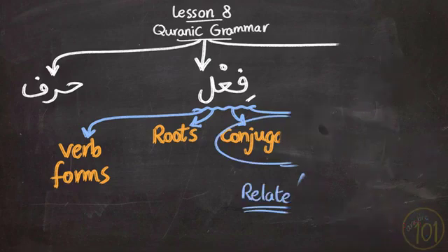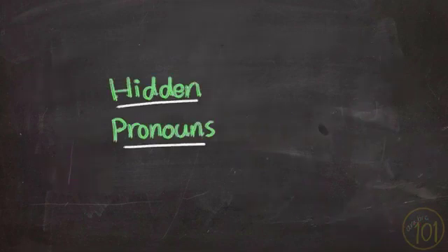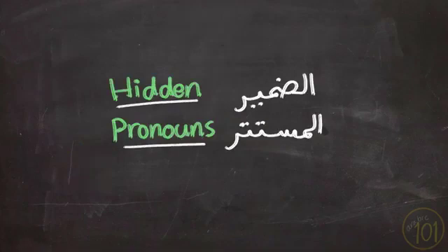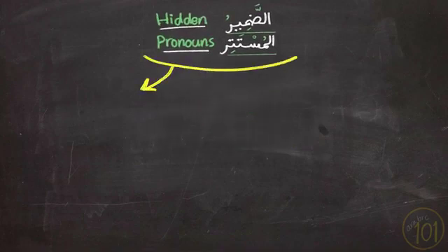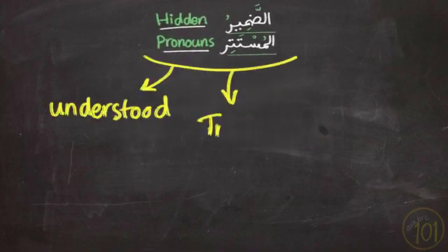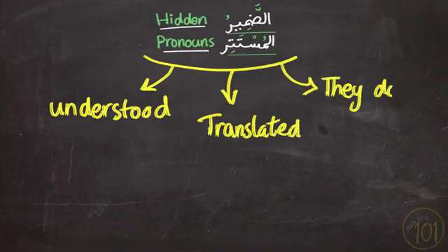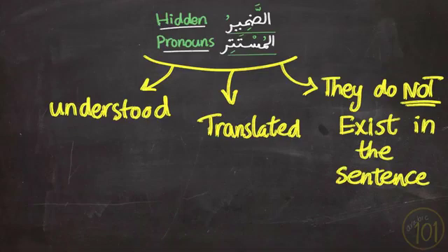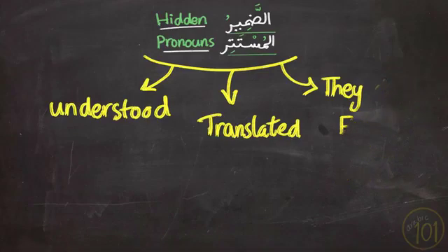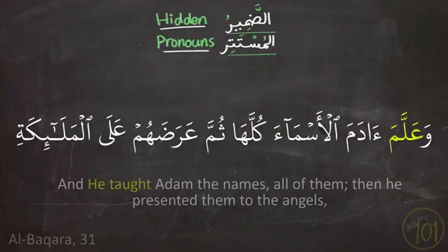So let's get started. First of all, in Arabic, hidden pronouns means الضمير المستتر. And they're called hidden since they are understood in the sentence and they are even translated without actually existing in the sentence. So they are there but hidden. Now let's have a look at this example to understand this even better.